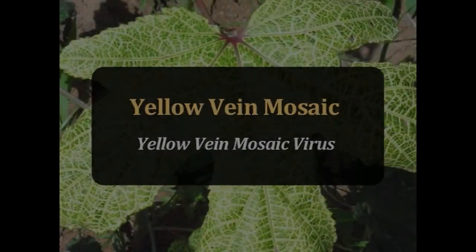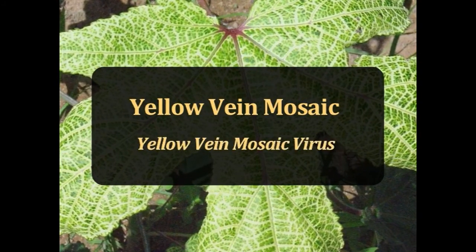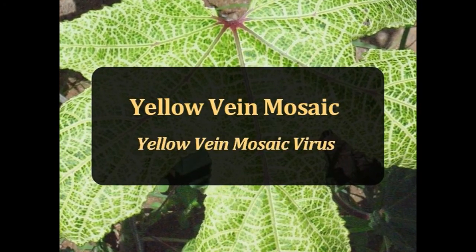Next is the yellow vein mosaic. It is caused by yellow vein mosaic virus. Coming to the symptoms of the disease. This is the most important and destructive viral disease in Bhindi. The disease is transmitted by whitefly.